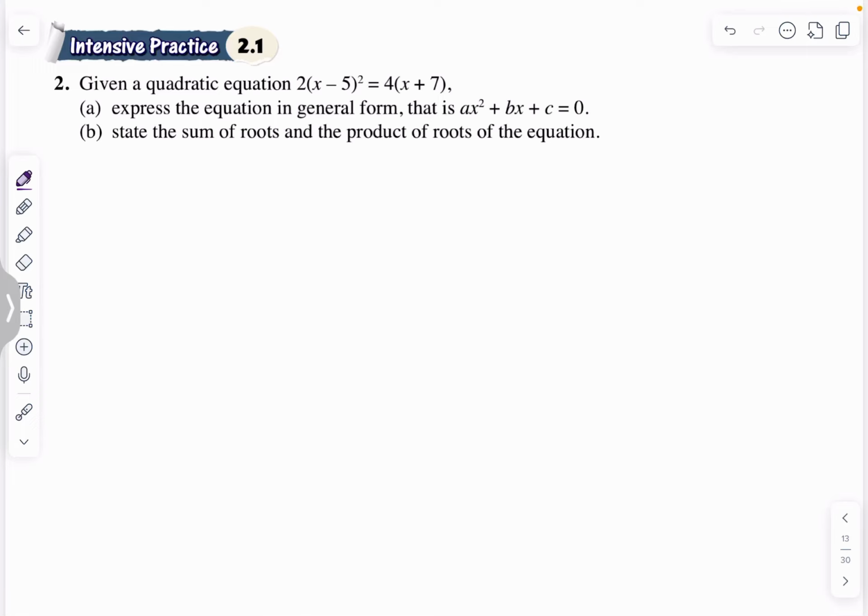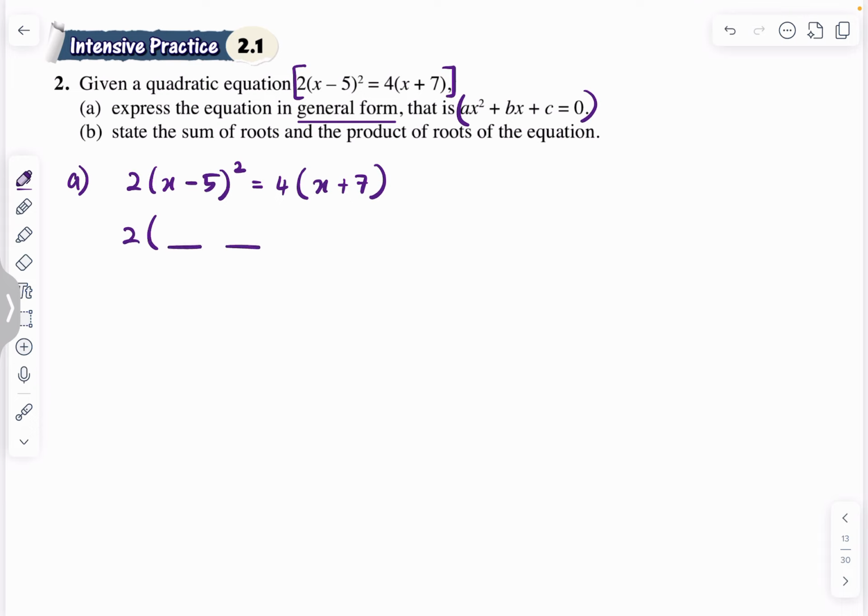Question 2. Given the quadratic equation is this, express the equation in general form. So they want us to give it in this form. Right. So let's expand first. 2x minus 5 square. I copy down the question first. 4x plus 7. So when you expand, we square this whole thing first.